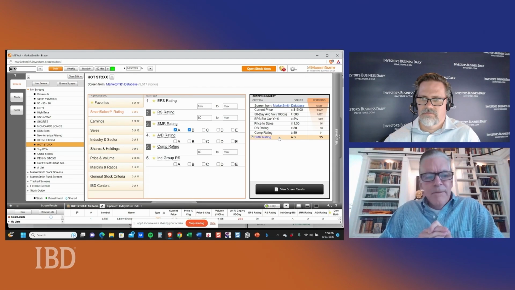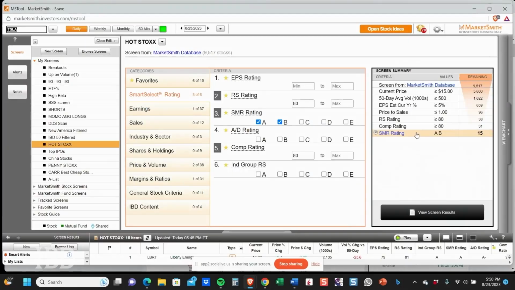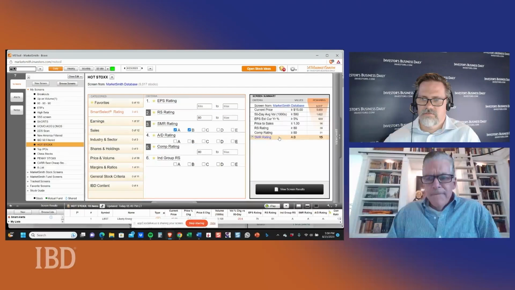So if you have an SMR of A or B, you're already in the top 40% of stocks that are out there with respect to those three things. You don't have to have the SMR in there, but I like to have it. It's just my favorite parameter, and all of my scans incorporate that to some degree.